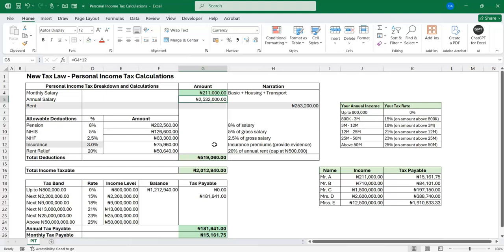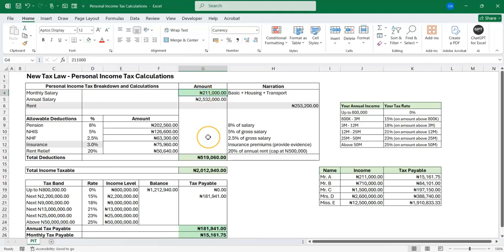When you get this template, I'll be leaving it in the description. Just download it. Once you get it, all the formulas are there. Just come to this cell that I colored, cell G4, and input your monthly salary. Then it will calculate your annual and monthly tax liability. All things being equal, just go through the lesson and you will see that it covers all categories of persons.